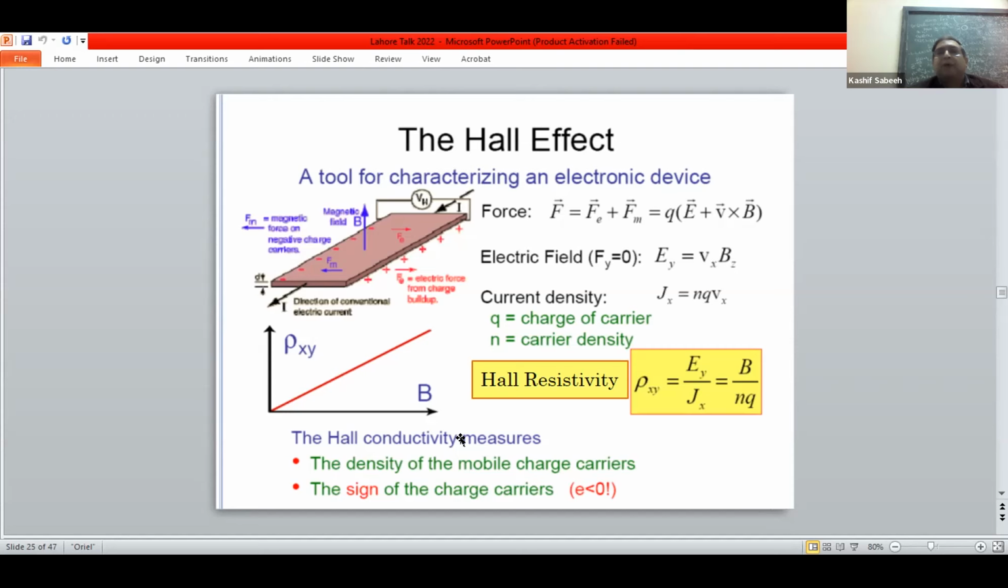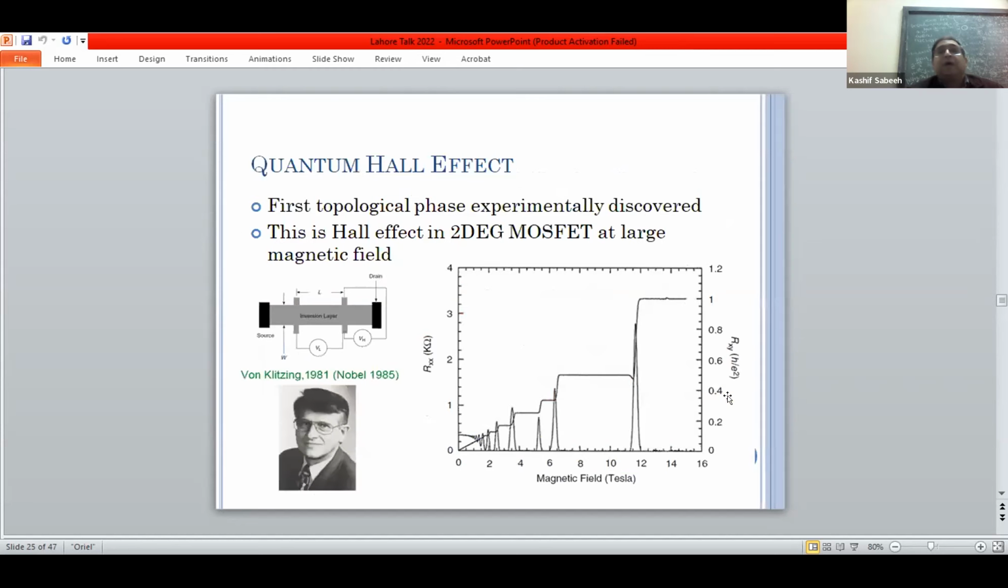And this was the classical result. And this measurement is very important because you can determine the density of the charge carriers and the sign of the charge carriers. And it's a standard experiment in condensed matter physics.